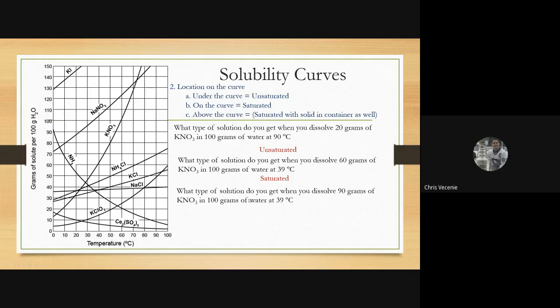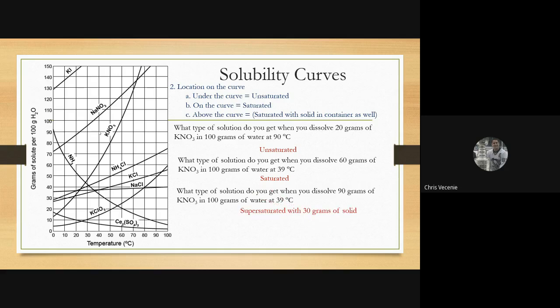Question 3. What type of solution do I get if I dissolve 90 grams at those same conditions? So I know 39 degrees puts me here. I trace up, and KNO3 at 39 degrees is only able to hold 60 grams. So if I dump 90 grams into it, I am well above the curve. It can hold 60 and I dumped in 90.